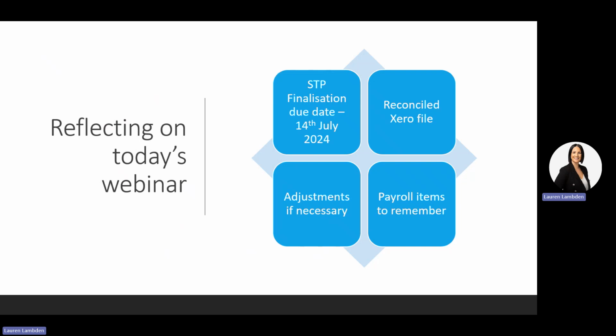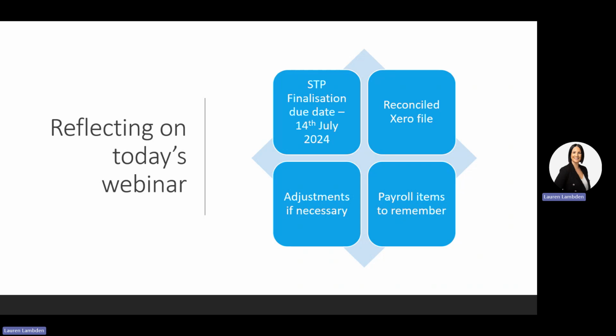Important to remember that from 1 July 2024, the super contribution rate has increased to 11.5%. Xero will have automatically made this update for you, but it is important just to be aware and just double check. As of 1 July 2024, Fair Work did increase the minimum wage, which may impact the award that your employee is paid under.